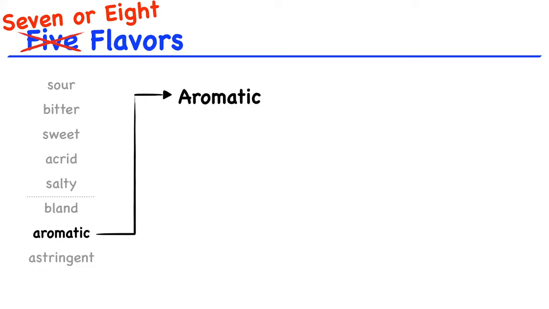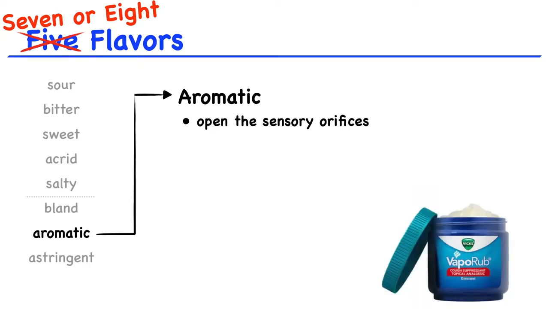Aromatic herbs have a strong smell. They have a fragrance or aroma. And this aromatic property has the action of opening and awakening. Aromatic herbs can open the sensory orifices, like the eyes, nose, and ears. Think about Vicks Vapor Rub. The strong smell opens up your face.